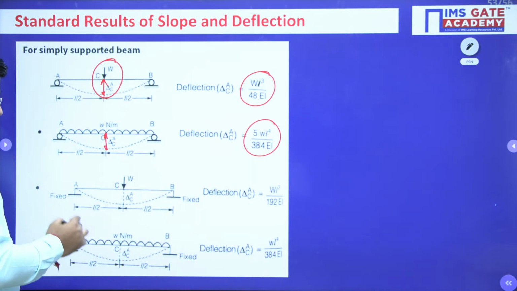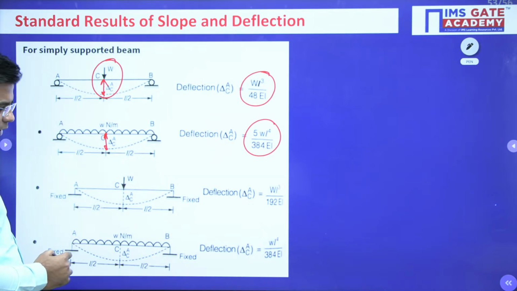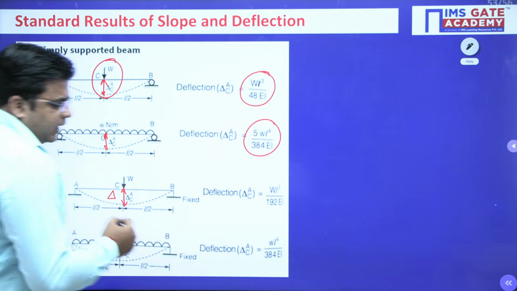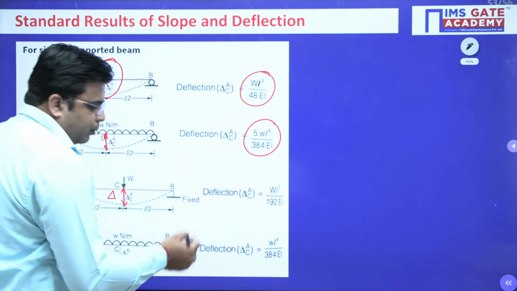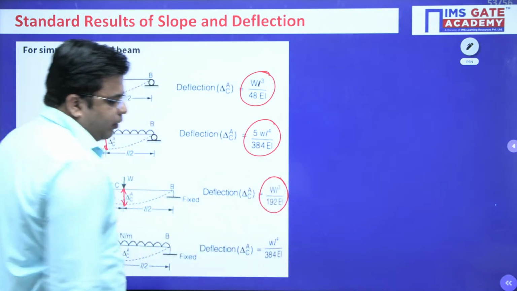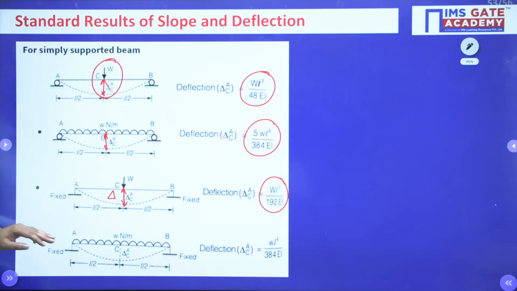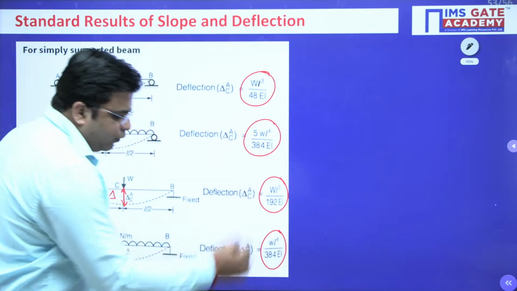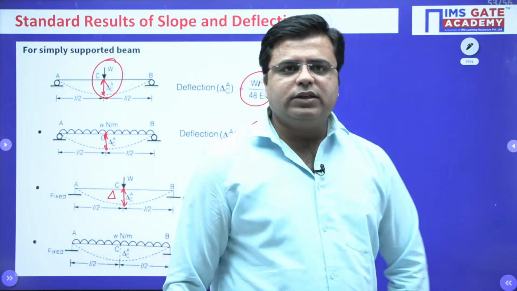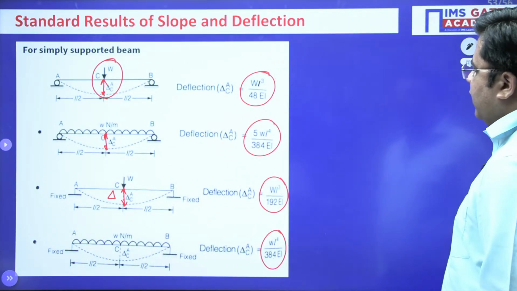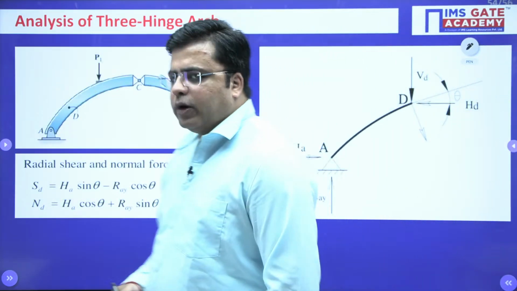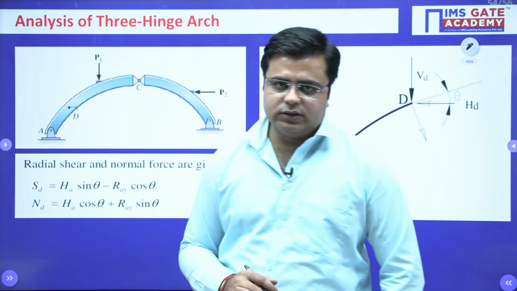Next is, for a beam having fixed support at both the ends, this delta, due to the central point load, comes out to be WL cube upon 192 EI. And the last one is, for a fixed beam having a UDL, this deflection can be calculated as WL raised to power 4 upon 384 EI. You can just keep a check on all these standard results and remember them directly to be applied in the examination. Okay. Now the next point of discussion is the analysis of arches.